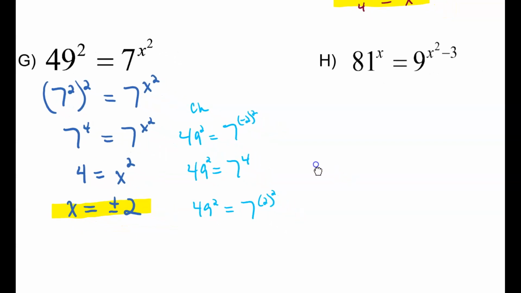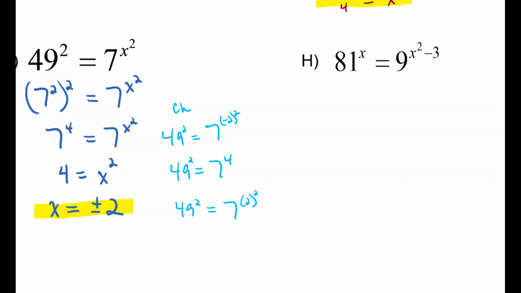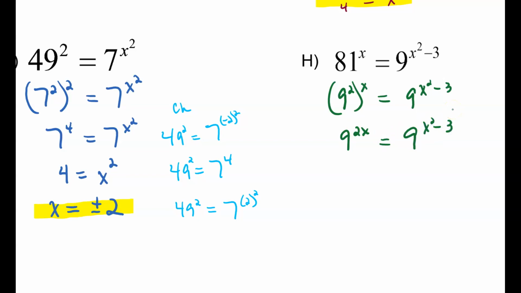All right. So here is our last exponential. What are our thoughts? You have to get 81 to 9 squared. Okay, we're going to change that 81 to a 9 squared. So 9 squared raised to the x power is 9 to the x squared minus 3. Power to power, so this becomes 9 raised to the 2x is equal to 9 raised to the x squared minus 3. Bases are now the same, so I can set the two exponents equal to each other. So we get 2x is equal to x squared minus 3.